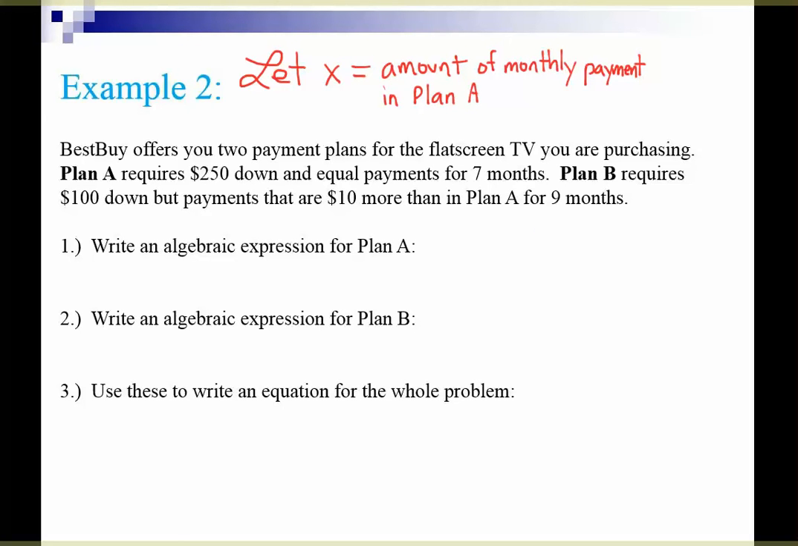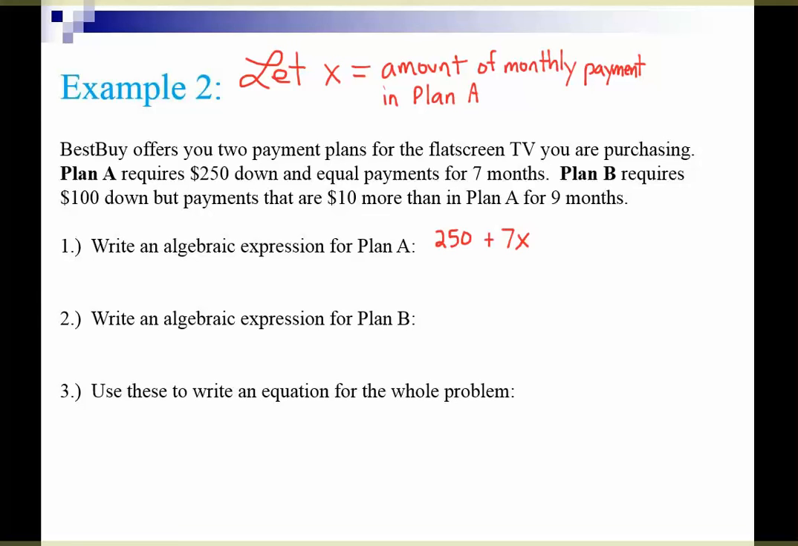Okay, let's see how you did. Typically, coming up with an expression for Plan A is much easier than Plan B. So let's begin with Plan A. Plan A requires $250 down and equal payments for 7 months. So hopefully you wrote $250 plus 7 months times X, and remember X stands for the monthly payment for Plan A, so that makes sense. You could also have that as 7X plus 250.